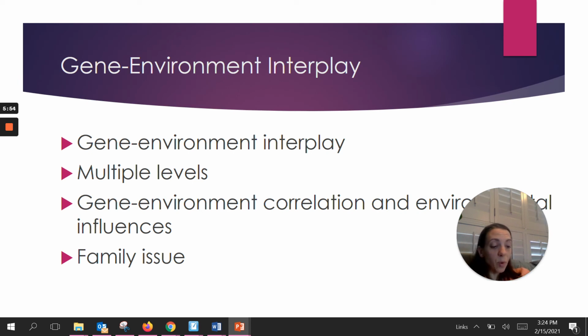Families help control how and when the gene influence operates, and they do this through the environment that they raise the kid in. So when we're talking about disruptive behaviors, it's not in isolation at school and it's not in isolation at home, but it is seen as a family issue because the family plays a large role in when and how those genes get activated.